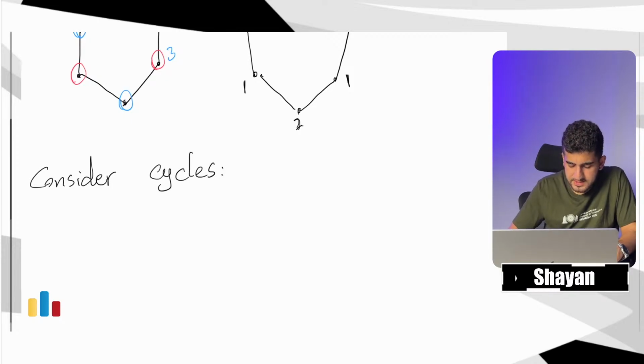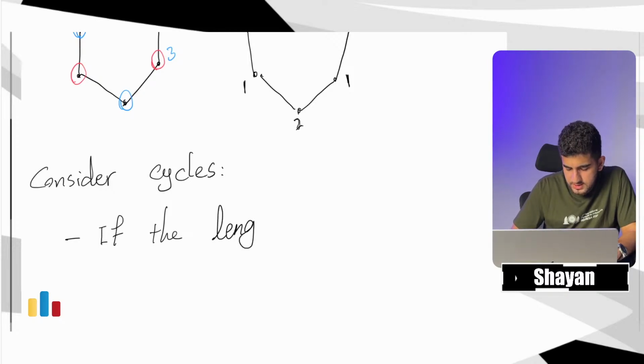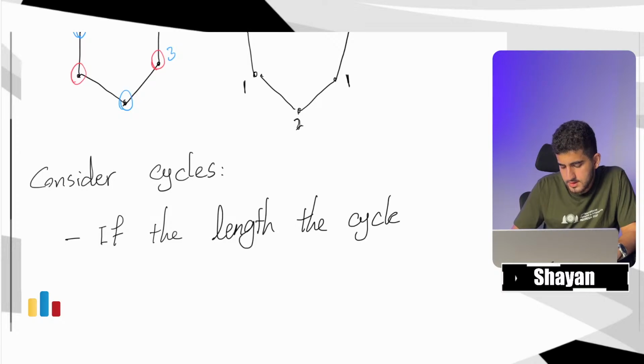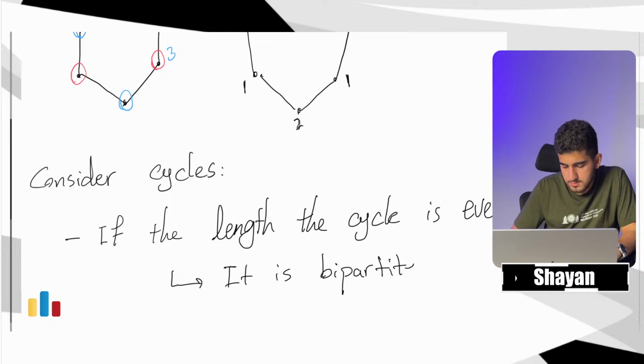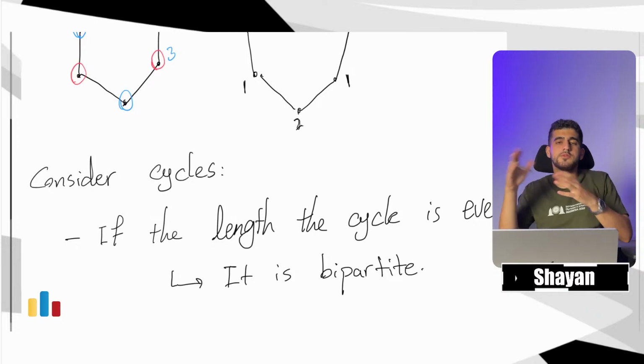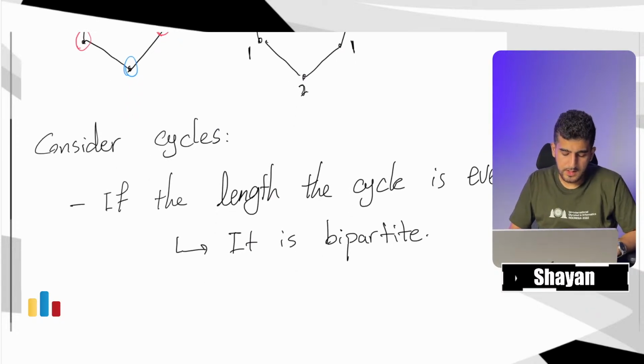The pattern that we see is that if the length of the cycle is even, we see that it is bipartite, because we can just alternatively put red and blue on it.